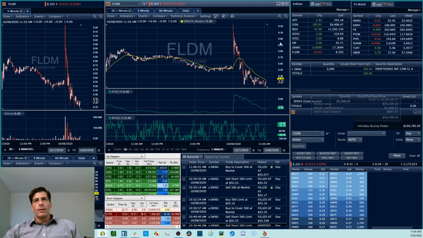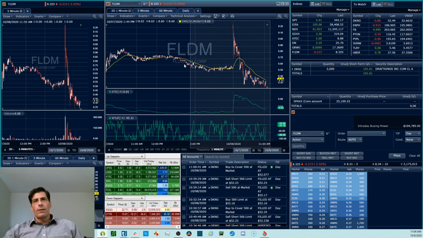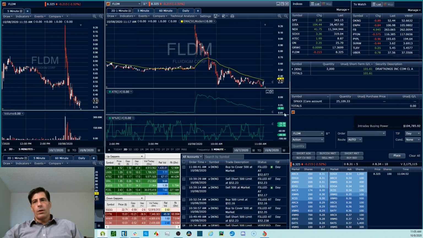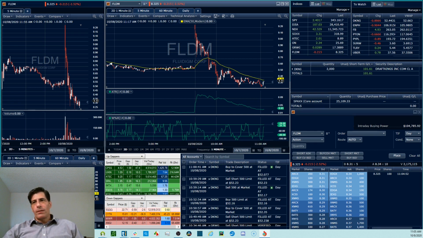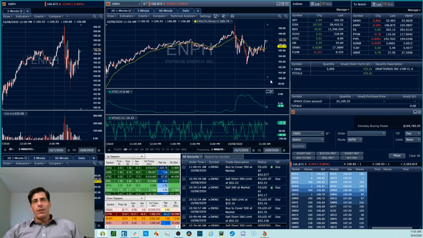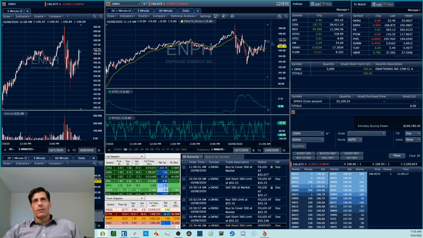This was one of the early morning volume stocks, and it seems like this has died down quite a bit too. Let me check the R-vol real quick. 1.22, but nothing's printing. You can see how slow the tape is here, so not much instructive to go with here. Some of the other ones I had on my watch list, ENPH, so nice move there.